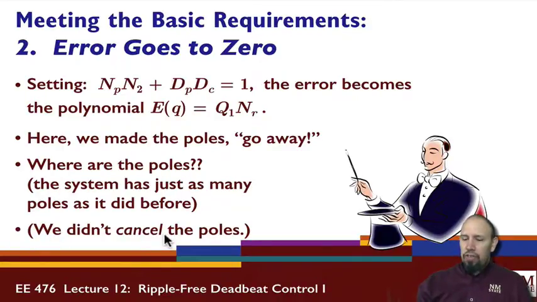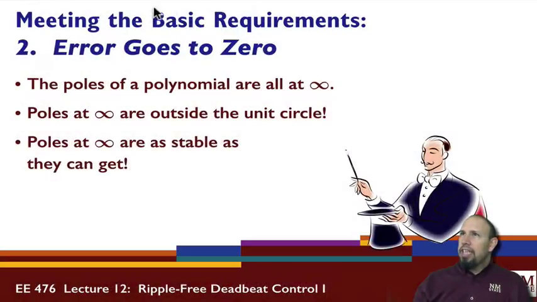So in our transfer function, with this as the denominator, now it's just equal to 1, our transfer function is a polynomial. So where are the poles of a polynomial? We've actually looked at this question in class before. And so basically the poles of a polynomial are all out at infinity.